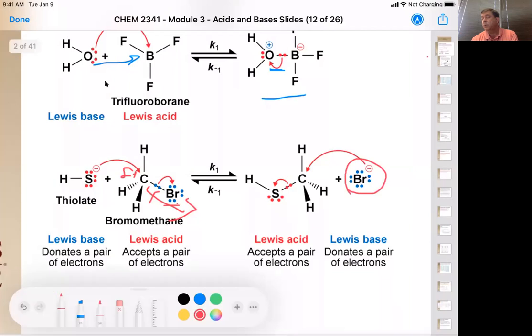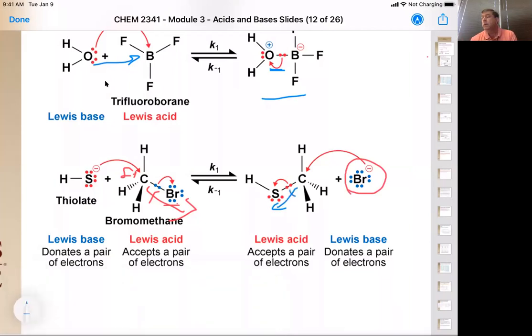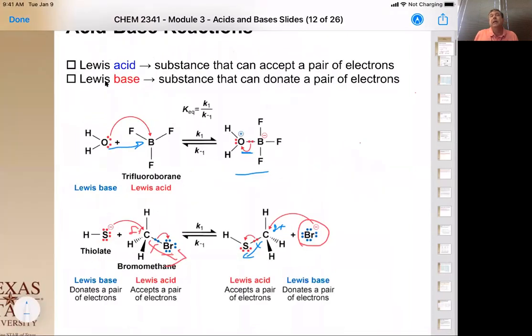It's not as polar, but we still have a polar bond with the sulfur pulling a little bit of electron density away from the carbon, making this also partially positive, which makes it a Lewis acid. Okay, so to summarize Lewis acid and Lewis base: the ability to accept an electron pair is acid, the ability to donate an electron pair is a base.